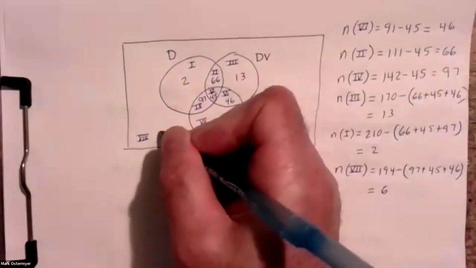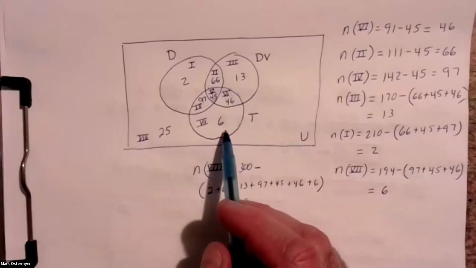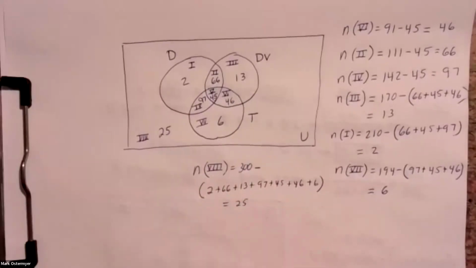So 25 inmates did not have drug and did not have domestic violence and did not have theft offenses. They had some sort of other offense. Okay. All right. That makes sense how we populated those regions with the cardinalities. We read backwards through the problem. Now we can answer a bunch of questions.